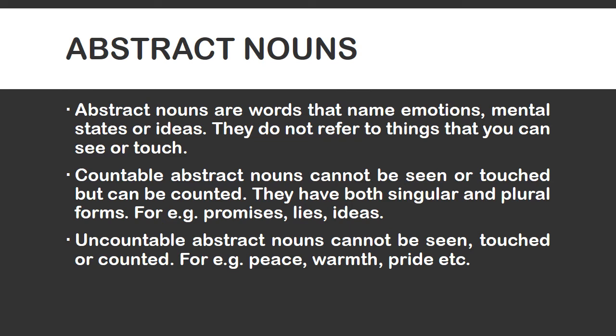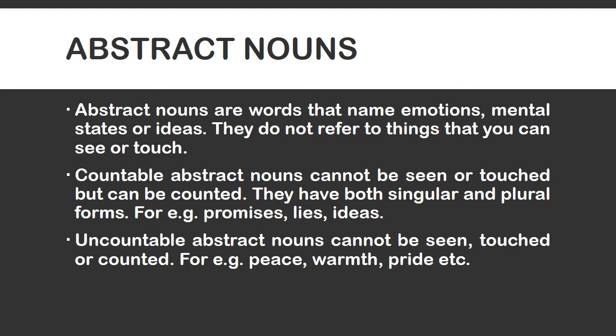Countable abstract nouns cannot be seen nor touched but can be counted. For example, promises, lies, ideas. They have both singular and plural forms. Any noun which can be counted has singular and plural form. So, we cannot see promises, we cannot see lies, but we can count them. Like it was more than one promise, more than one lie, more than one idea. So that way they are countable abstract nouns.